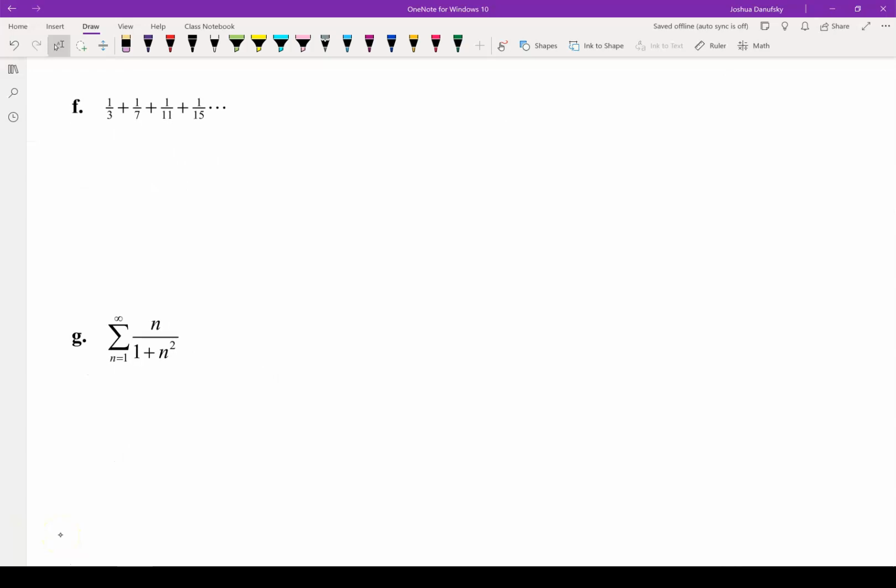Part F, 1/3 plus 1/7 plus 1 over 11 plus 1 over 15. First, we'll rewrite this using sigma notation. We notice that in the denominator, we start with 3, and to that, we add 4 to get each subsequent term. Of course, for the first term, we don't want to add anything, so here we're going to put n minus 1. You can pause the video and plug in values for n to double check that this works. Now we can simplify this so that we have the series 1 over 4n minus 1.